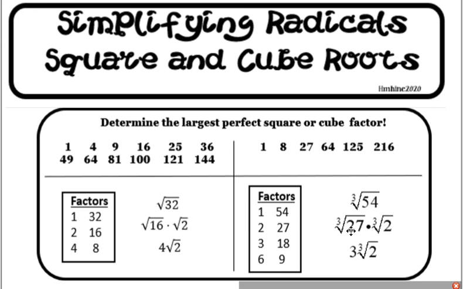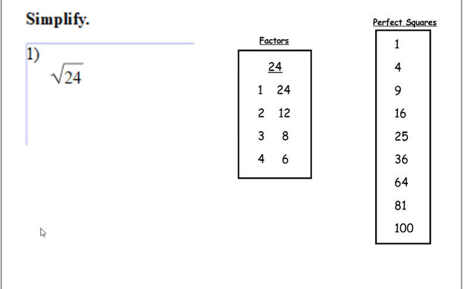So the cube root of 27 times the cube root of 2 equals the cube root of 54. The cube root of 27 is 3, and we can't simplify this cube root of 2, so the cube root of 54 simplifies to 3 cube roots of 2. So we're going to first go down and do the odd numbers, which are the square roots, and then we'll go back and do the even, the cube roots.